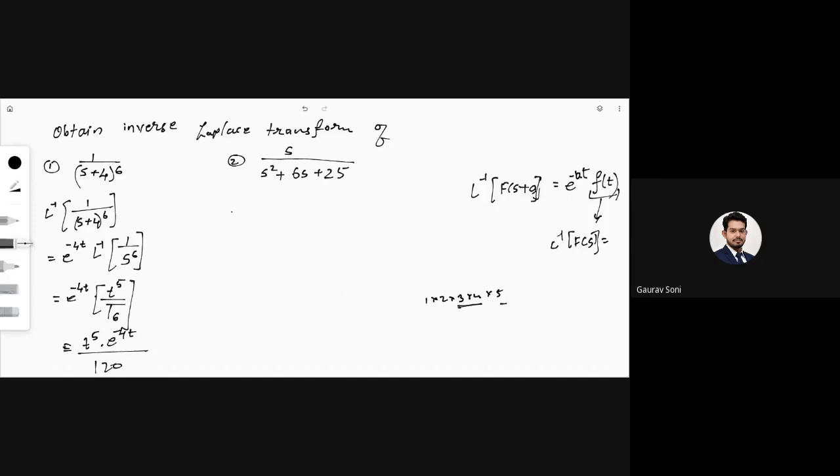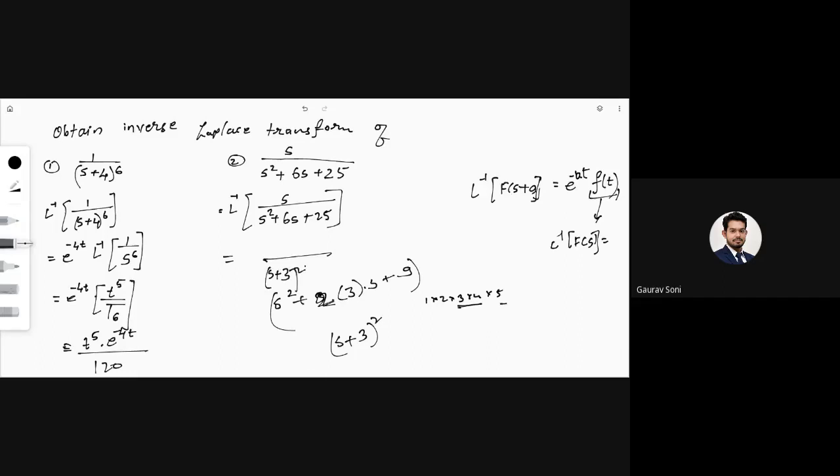Okay. Now the next one. So what we need to do is Laplace inverse of s upon s square plus 6s plus 25. What I can do here is make this a complete square. 6s is nothing but a square plus 2ab plus b square, with 2 into 3 into s. B square here has to be 9, right? Then this term will become s plus 3 whole square. So I will make this s plus 3 square, and in the numerator I will have to make s plus 3. So I'm converting it into this form, capital F of s plus a. If I convert it to capital F of s plus a, I can separate it. So let me make this adjustment more clear.